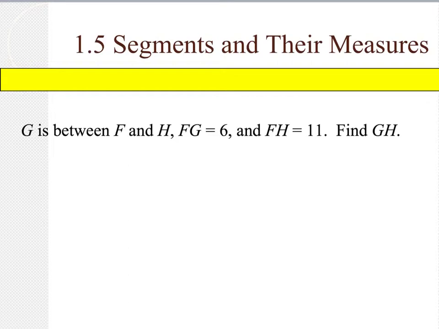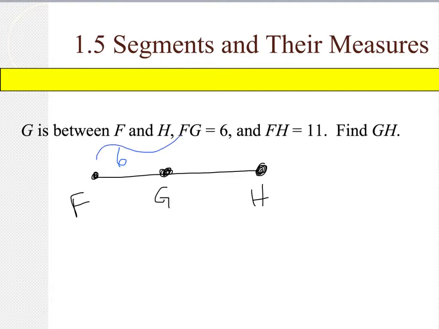We have a line segment that looks like this, where we have F and H. We know that G is in between F and H. We don't know exactly where, but we know that G is in between. We know that the segment FG is 6. We know that line segment FH, which is this entire distance, is 11. We are finding GH, which I'm just going to call x.